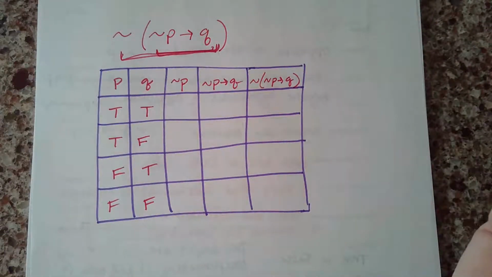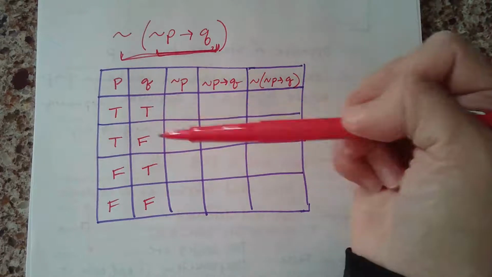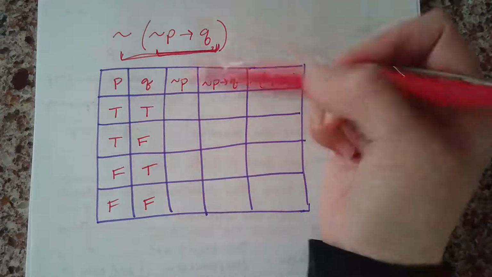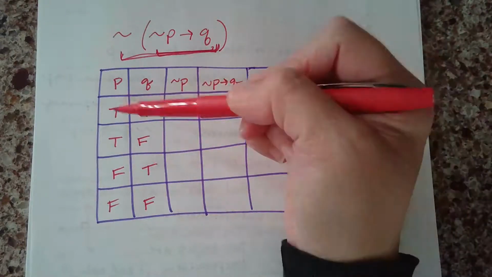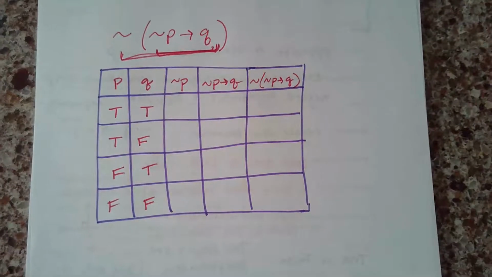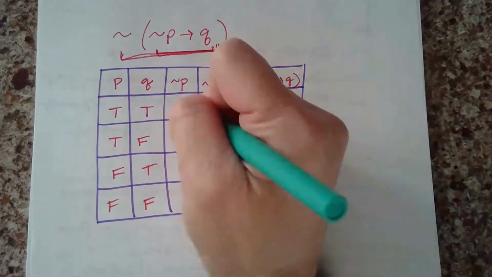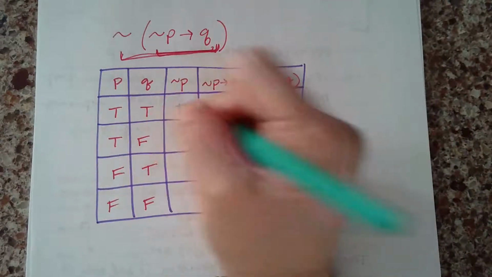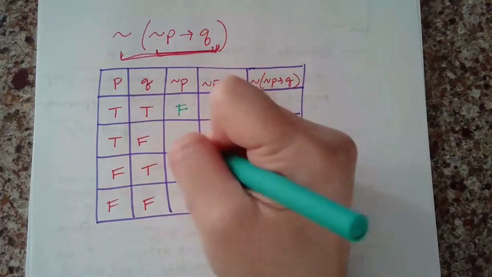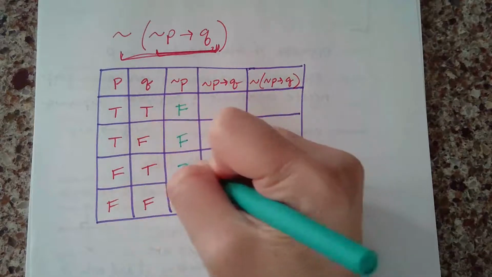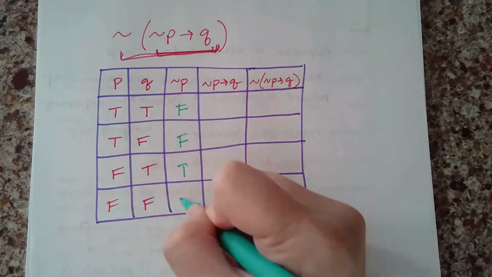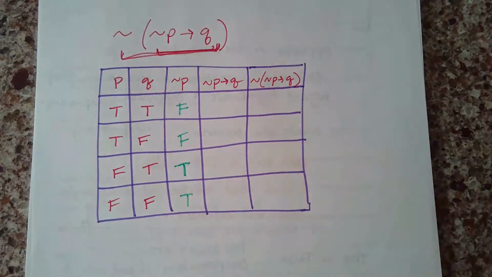All right, so because I'm not just looking at P and Q, I'm looking at not P. So now I'm going to do the opposite of P. So look at your row for the P's, and you're going to do not P. So basically you're taking the opposite. If P was true, it's now false. If P was false, it's now true. So you just did the opposite of all the values that were in the P.